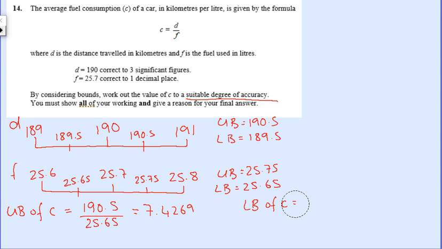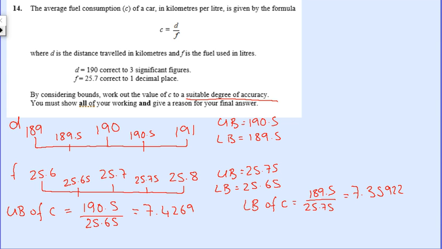So you want to start now with the lower bound of D, which was 189.5. You want to combine that with the upper bound of F, which is 25.75. And that, to a fair few decimal places, is 7.35922. And then you're looking for something that both of them will round to.